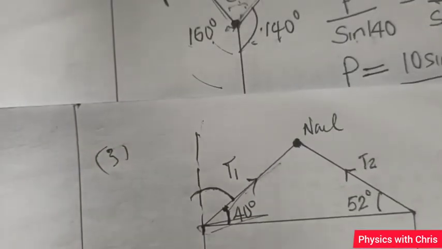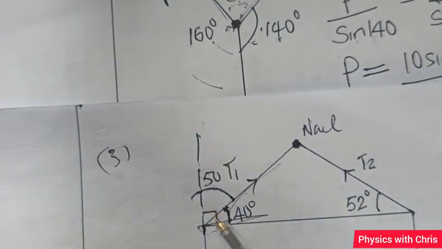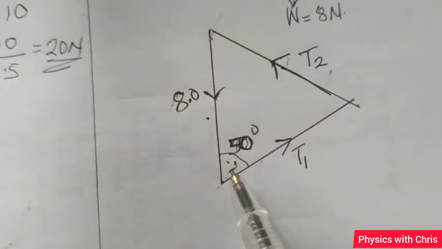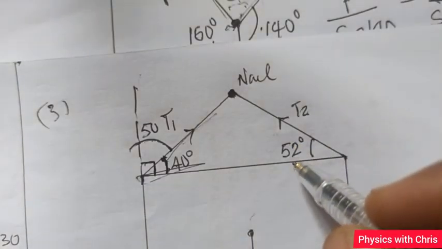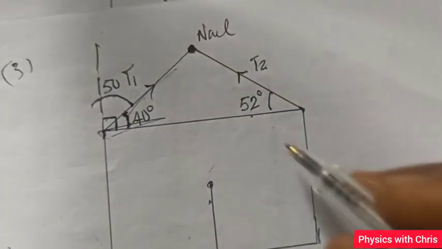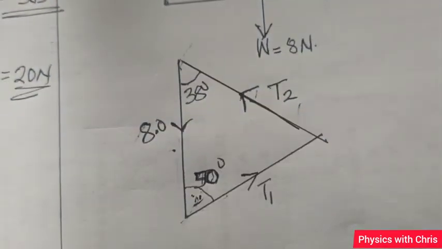Okay, so if this is 40, this will be 50, because the whole of this gives me a right angle, which is 90 degrees. 50 plus 40 gives 90. So what I need here is 50, and I'm sure you'll be able to know what this angle will be. That will be 38 degrees. That is, subtract 52 from 90, that gives you 38 degrees.